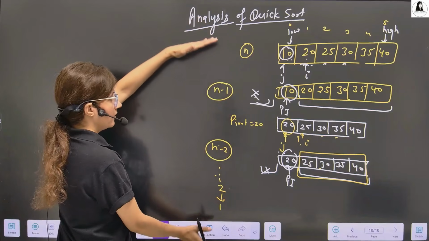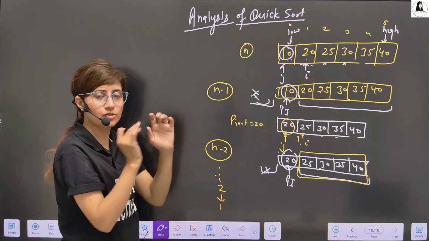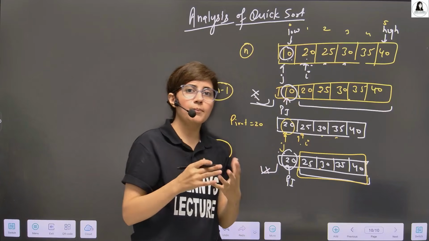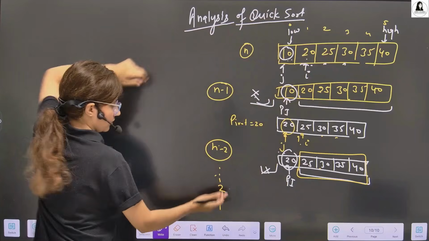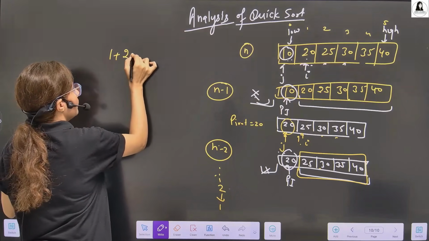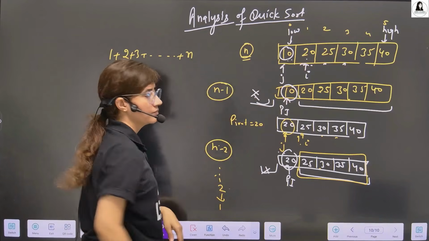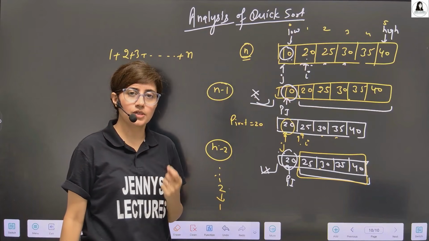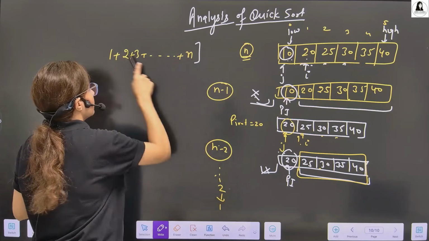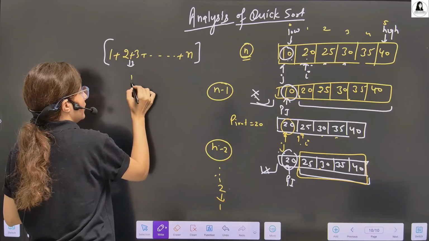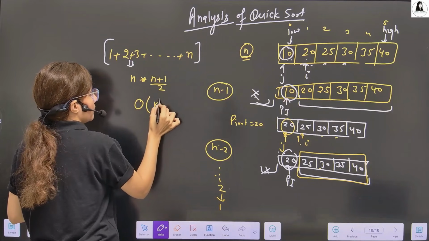If I combine all the total comparisons, because to find the time complexity we have to combine the total number of comparisons, so just add all the comparisons. So it's 1 plus 2 plus 3 up to n, where n is the number of elements. So total comparisons are this. We know the formula for the sum of the first n natural numbers: n into n plus 1 divided by 2. So it's n square.